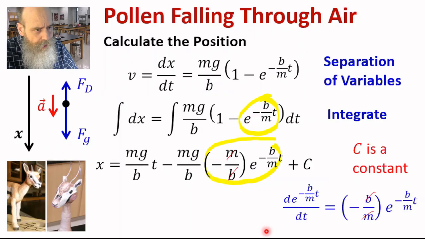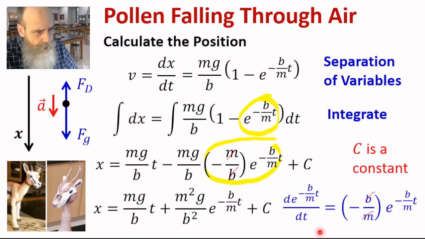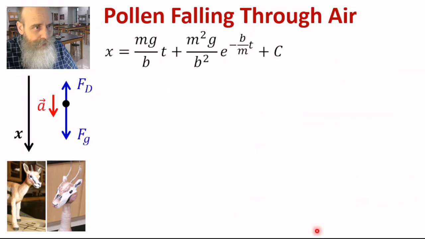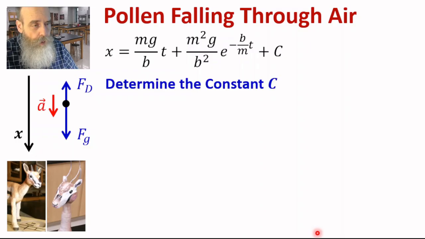Let's simplify it some more, and this is what we get. mg over b times t plus m squared g over b squared e to negative b over mt plus c. Now we need to find that constant c. What is the initial condition that we can use?